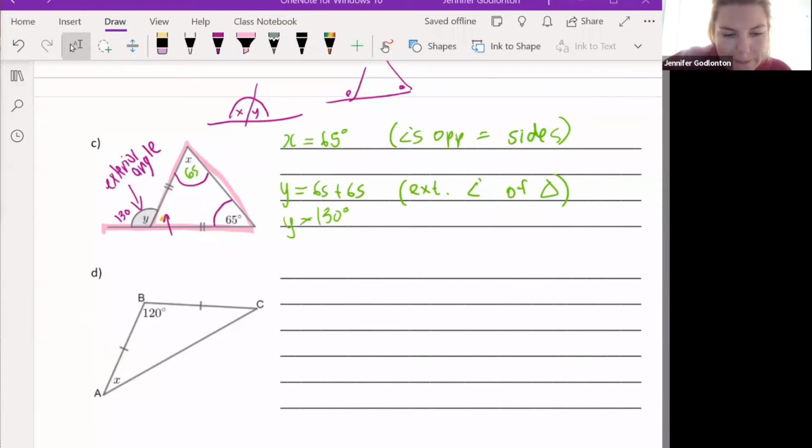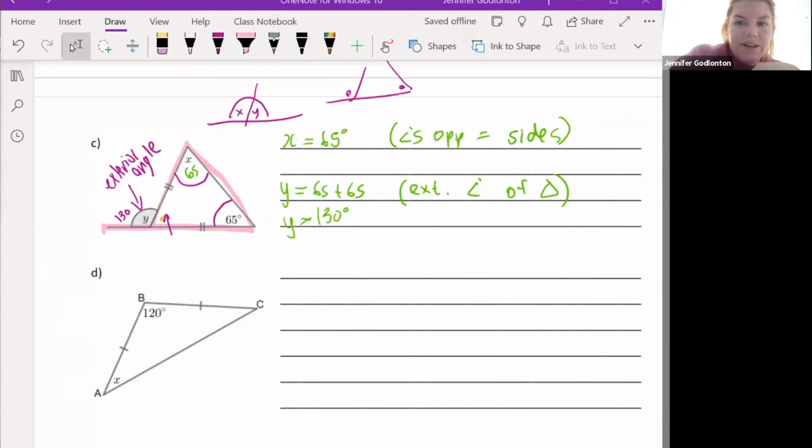Ma'am, for question C, why isn't y equals 65 plus 65 equals 180? The reason we don't have 180 involved is because we're not talking about the sum of angles in a triangle, and we're not talking about angles on a straight line. Those are the two reasons we use when we're using 180 degrees. And this is not using either of them.